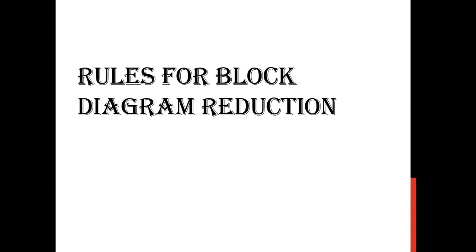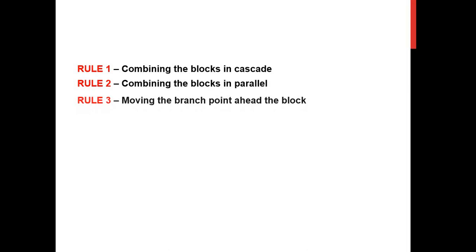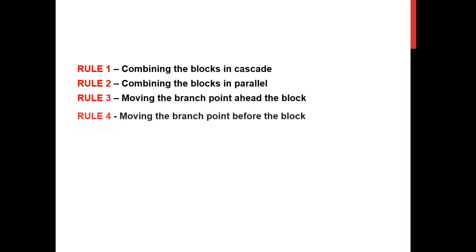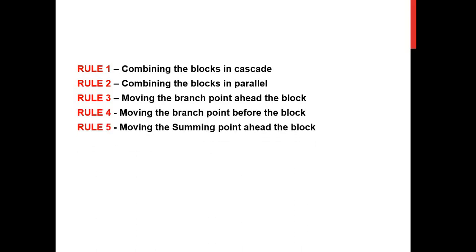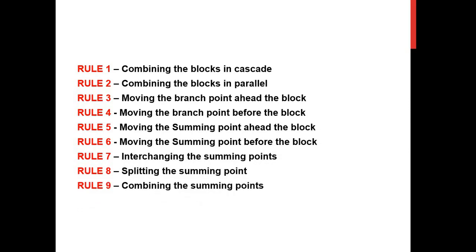Then we are going to see now the rules for block diagram reduction. Rule number 1, combining the blocks in cascade. Rule number 2, combining the blocks in parallel. Rule number 3, moving the branch point ahead the block. Rule number 4, moving the branch point before the block. Rule number 5, moving the summing point ahead the block. Rule number 6, moving the summing point before the block. Rule number 7, interchanging the summing points. Rule number 8, splitting the summing point. Rule number 9, combining the summing point.